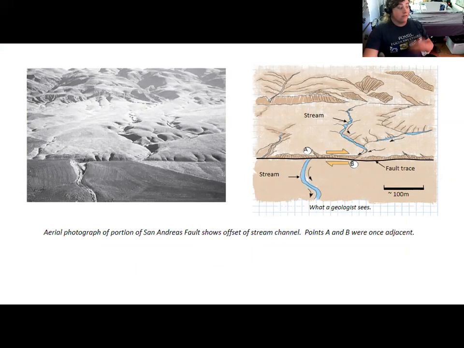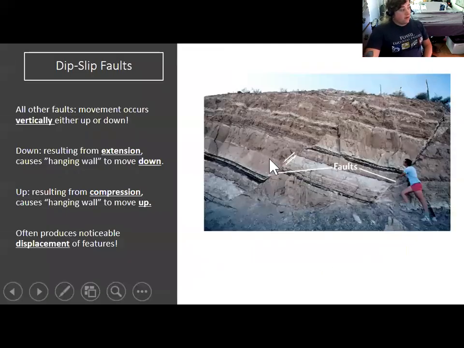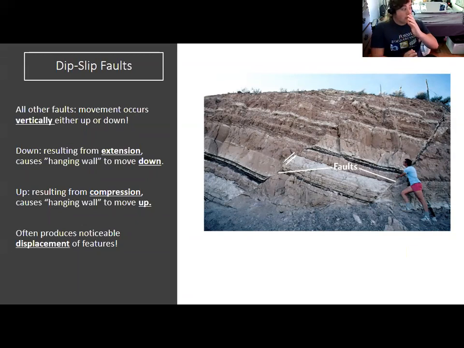So transform faults are also known as strike slip faults. Strike slip faults are defined as opposed to dip slip faults. And dip slip faults are faults in which movement occurs vertically primarily. If you have one block dropping down, you have this occurring as a result of extension. This is usually something you find at divergent plate boundaries. If one of the sides moves up, that is going to be from compression.